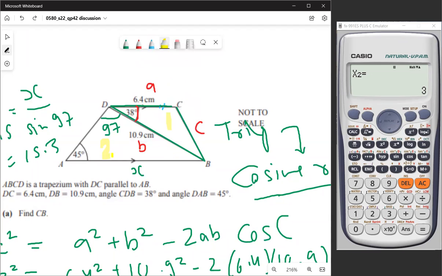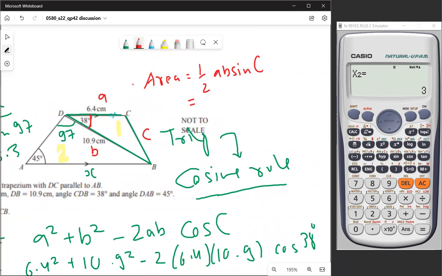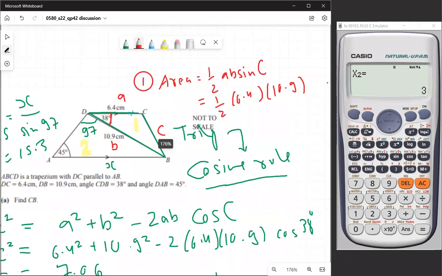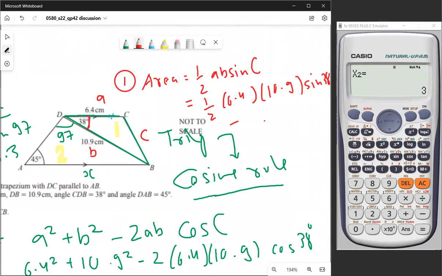Area of a triangle is half ab sine C. That's how we say it. Now, we'll do it for both of them. We'll find the first area, which is going to be half, 6.4, 10.9, sine C, and C is 38 degrees, right? Exactly. So the answer, tell me.